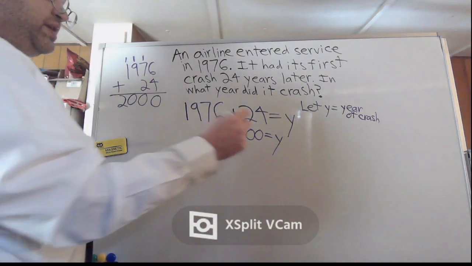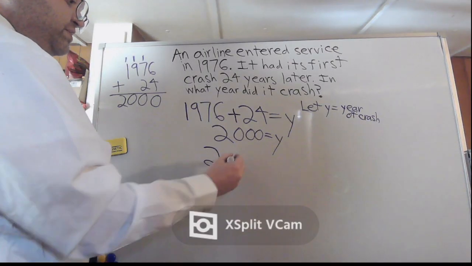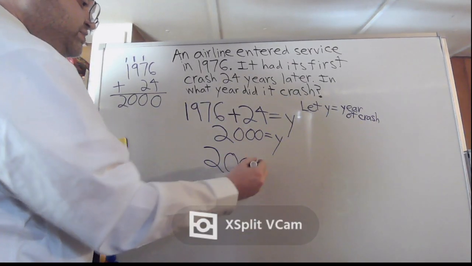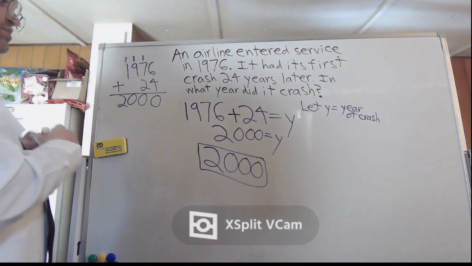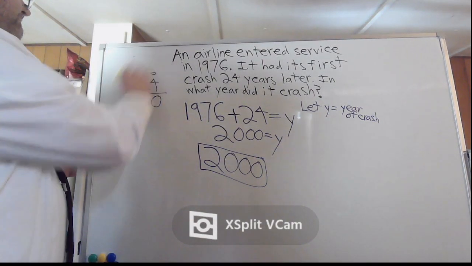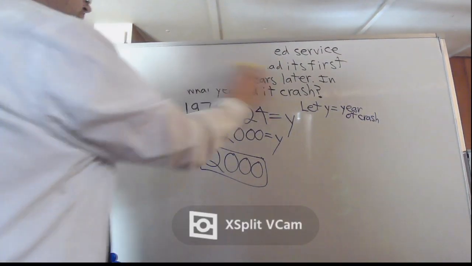So the year of the crash is Y. So the plane had its first crash in the year 2000. That is your answer. That's when it had its first crash. So far, so good. Pretty straightforward problem so far.